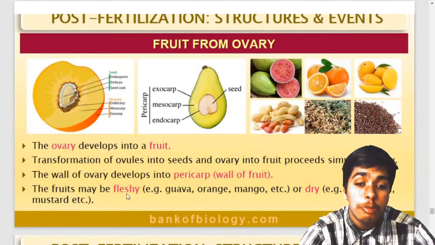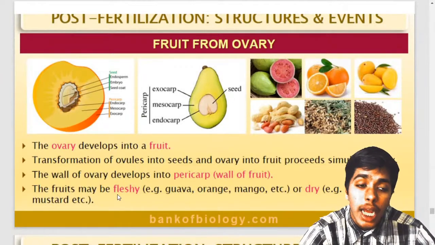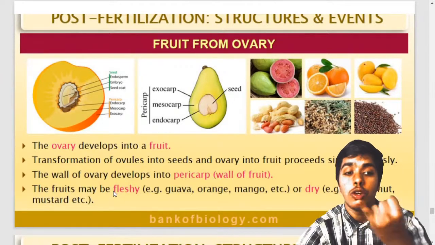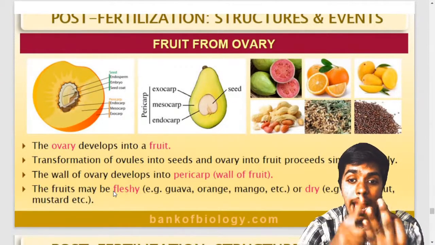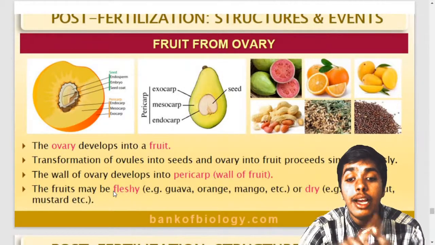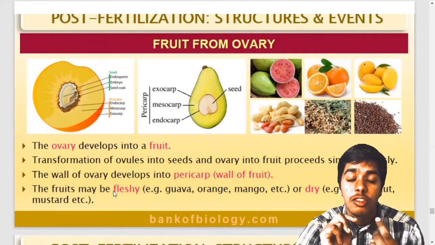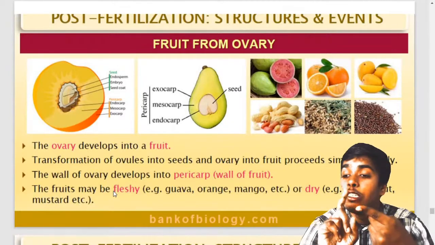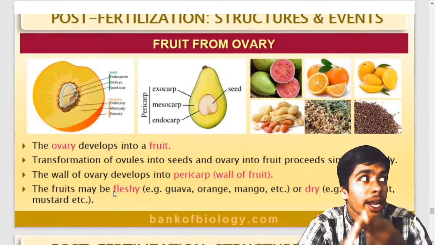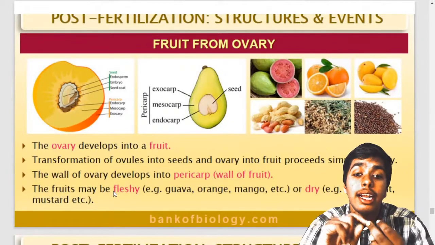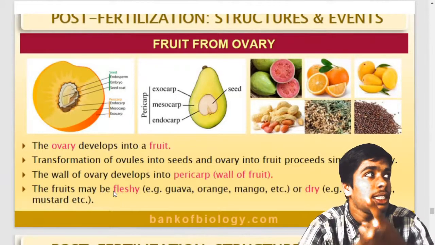The fruit may be fleshy or dry, depending on the type. What are the fleshy ones? Guava, orange, and mango. What are the dry ones? Groundnut and mustard. Once again, the fleshy ones are guava, orange and mango, and the dry ones are groundnut and mustard.